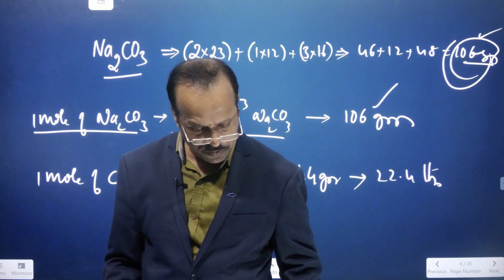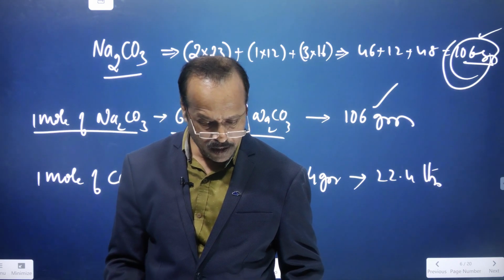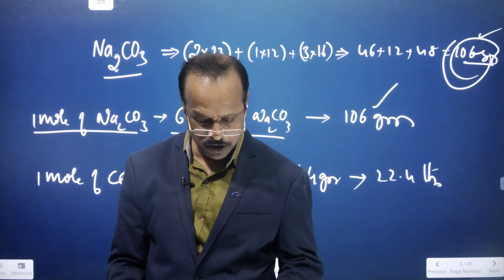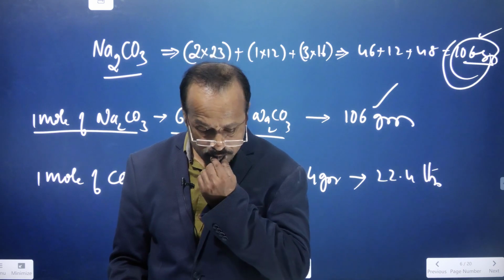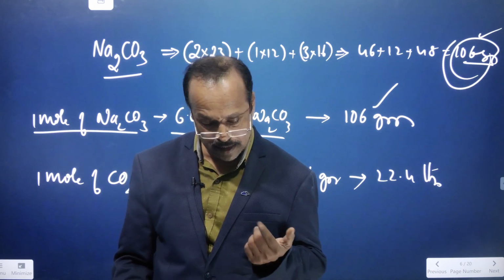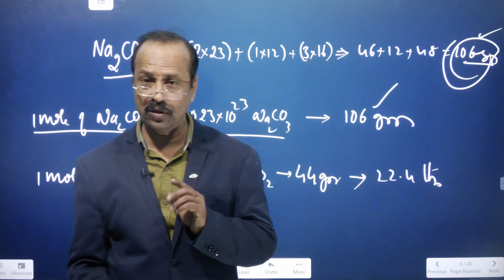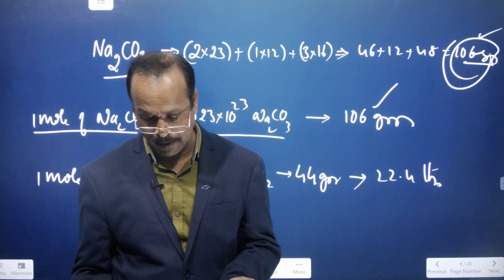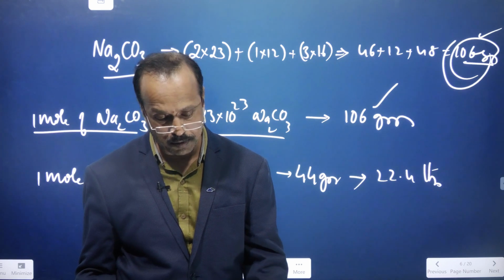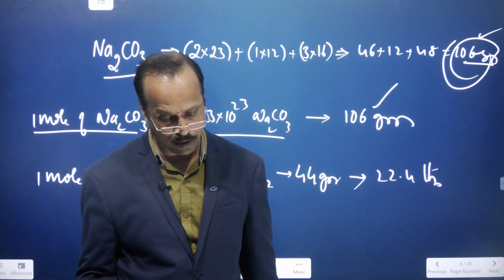Now come to the sixth question. The volume of any gas at STP is 22.4 liters. Even 22,400 is also correct, because 1 liter is equal to 1000 ml. So 22.4 liters is equal to 22,400 ml. So the option may be both 2 and 3. So option may be 4.